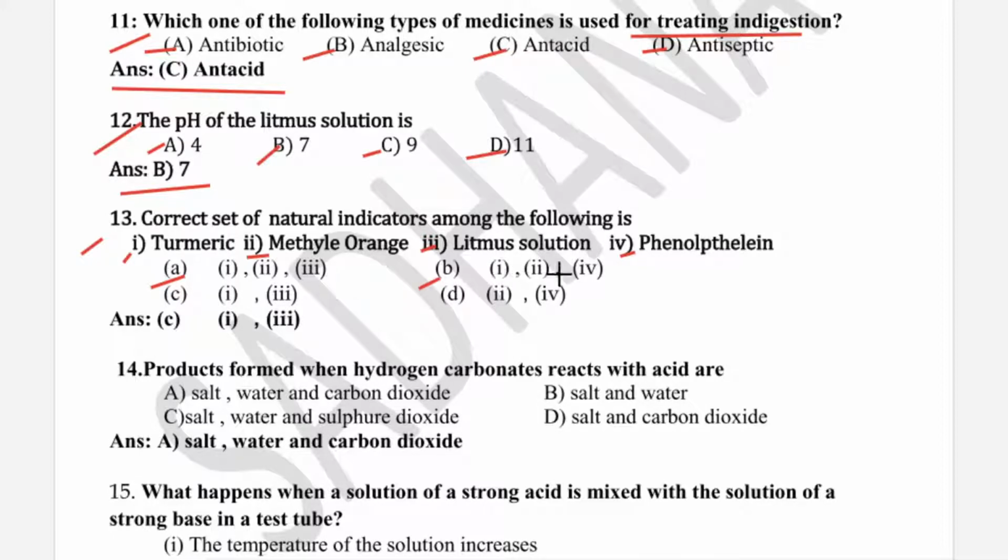Option B: 1, 2, 4. Option C: 1 and 3. Option D: second one and fourth one. Here we can see the natural indicators are turmeric and litmus solution. These are the natural indicators. So the correct set of the natural indicators among the following is option C, first one and third one. Those are turmeric and litmus solution.